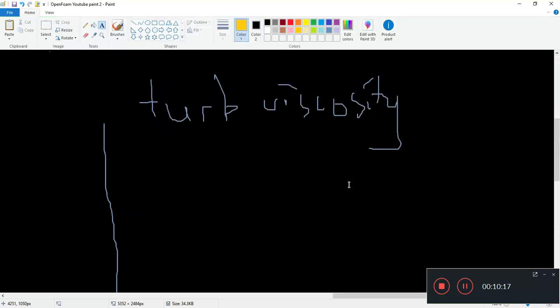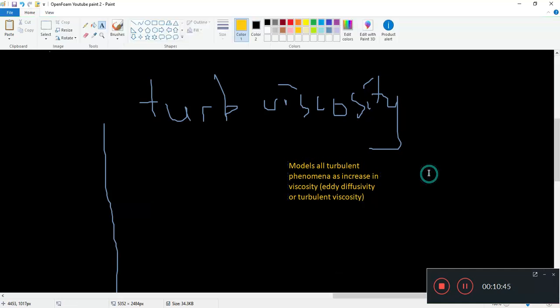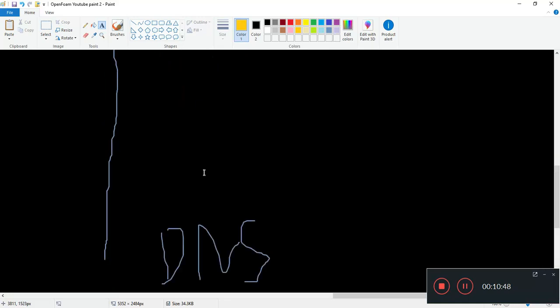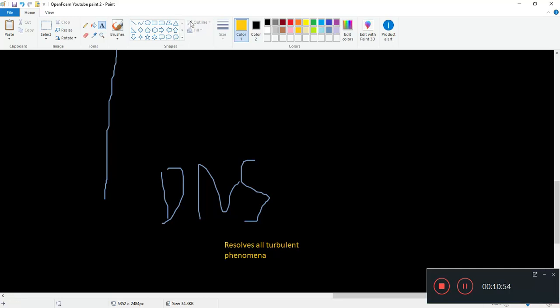And this one models all turbulent phenomena as an increase in viscosity, eddy diffusivity, or turbulent viscosity. That's where you find a k-epsilon model, etc. Somewhere in between is, maybe I don't resolve all turbulent phenomena.